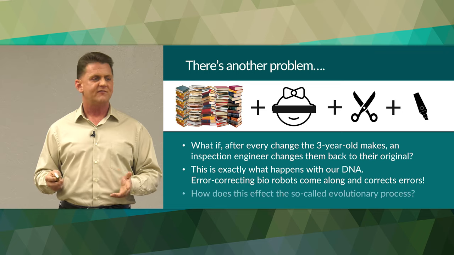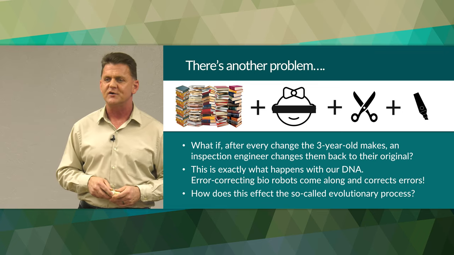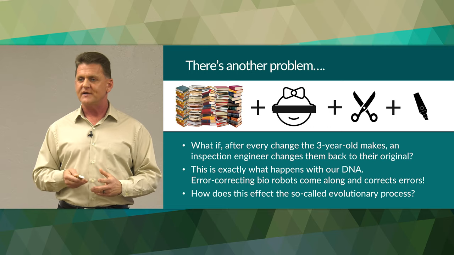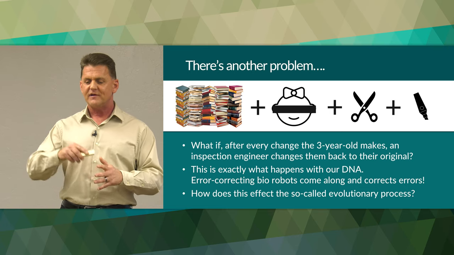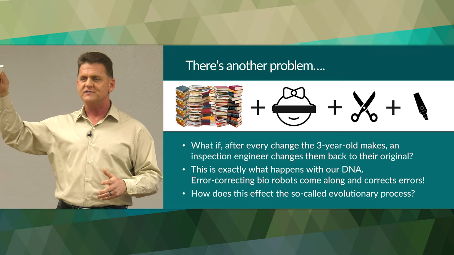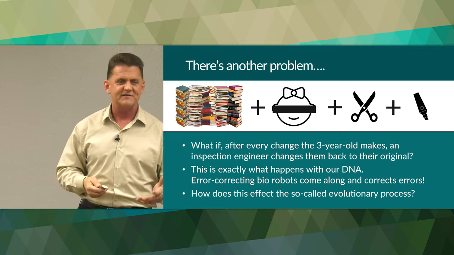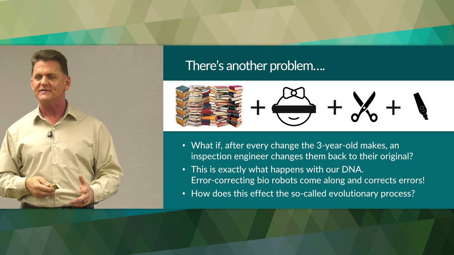How does this affect the DNA? How does this affect the evolutionary process? If that single cell, which does have these error correction mechanisms, how are they ever going to get bigger and better and new functions and new organs if after every change something comes along behind it and repairs it and corrects it, put it back the way it was?